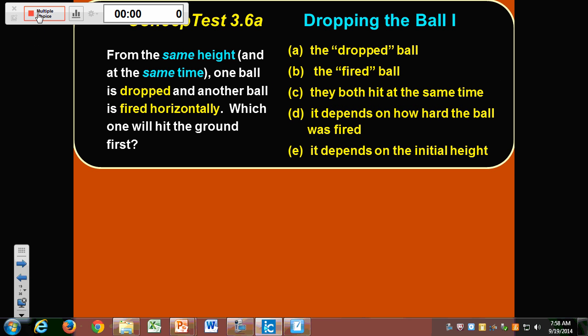From the same height and at the same time, one ball is dropped and another ball is fired horizontally. Which one will hit the ground first? Dropped, fired, they hit at the same time, or it depends how hard the ball is fired, it depends on the initial height. I'll stop at 30. C is right. Just like the two little metal balls we dealt with.